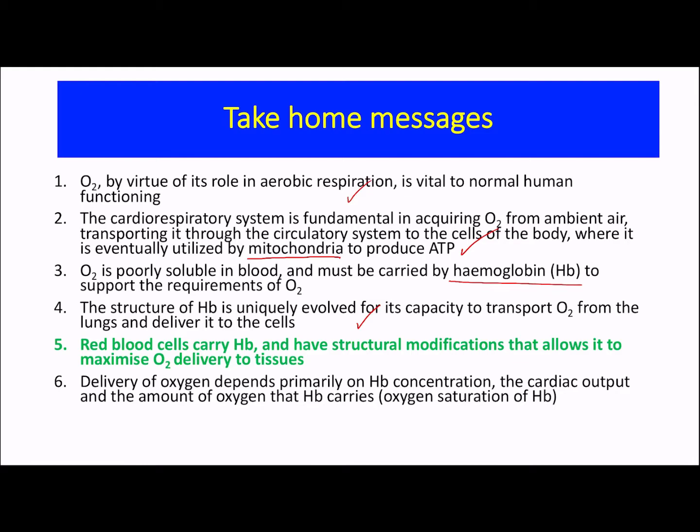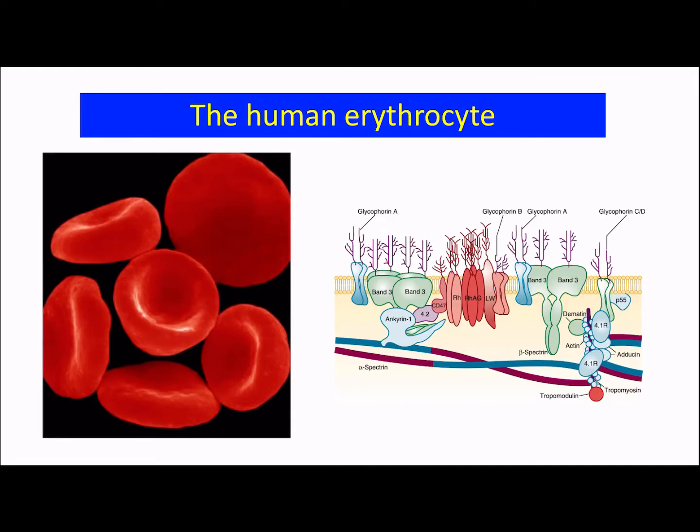What we're going to talk about now is we're going to introduce the red blood cell, and we're going to talk about how the red blood cells carry hemoglobin and some of the structural modifications that allow it to carry hemoglobin and in fact deliver the oxygen. So let's move on. So this is an idealized picture of the red cell.